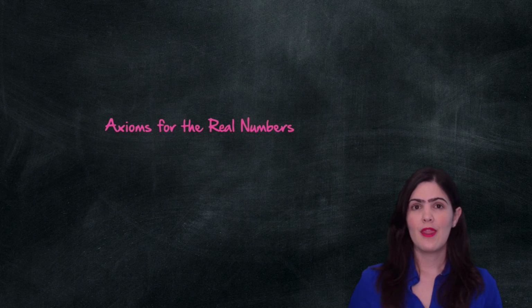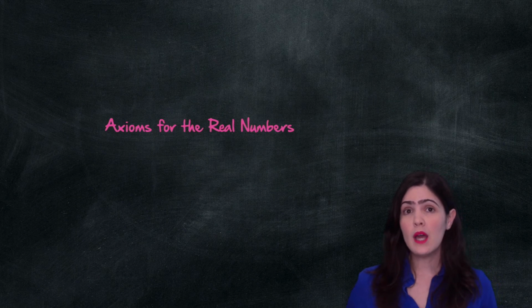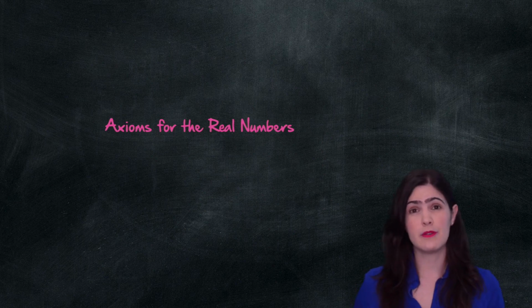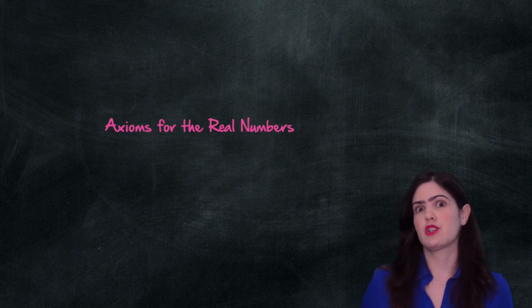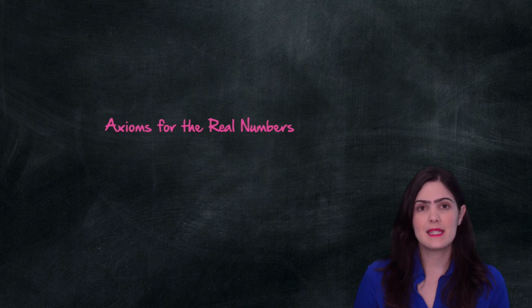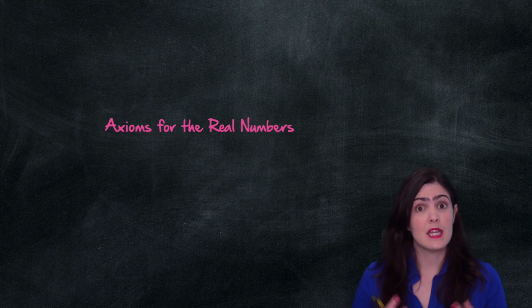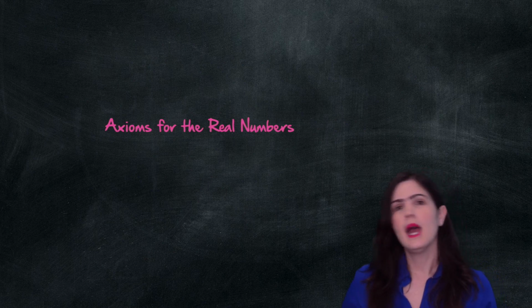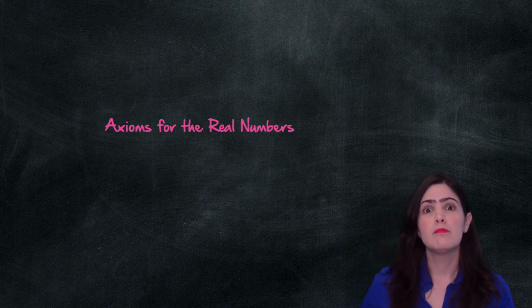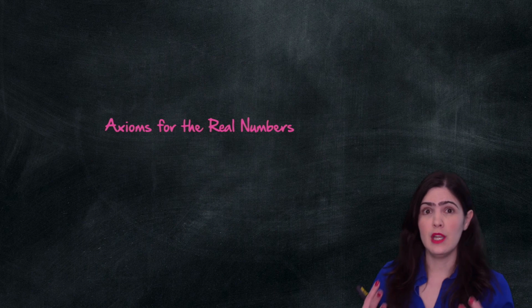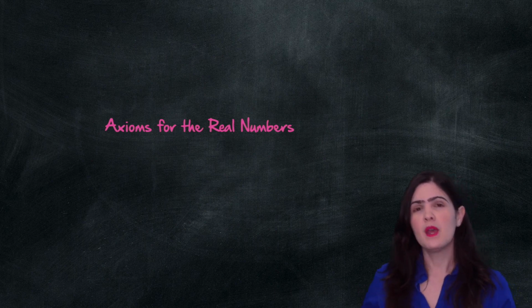We already know that there is at least one real number, the square root of 2, that is not a rational number. So we know that the set of real numbers is strictly larger than the set of rational numbers. And it is possible to build the real numbers from the rational numbers. But that is beyond the scope of this course.